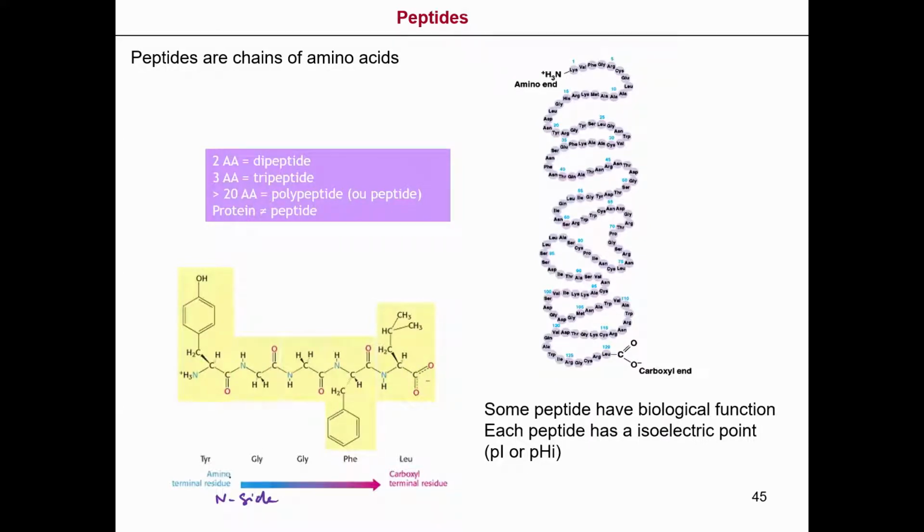It's also called the amino terminal residue. And the last residue is called the C side, the carboxyl terminal residue. So: tyrosine, glycine, glycine, phenylalanine, leucine. It means that tyrosine is the first amino acid at the N side. You have the amine group of the tyrosine here, and you have the C side, the carboxyl group of the leucine here. It's very important because if we call leucine, phenylalanine, glycine, glycine, tyrosine, it's not the same polypeptide chain.